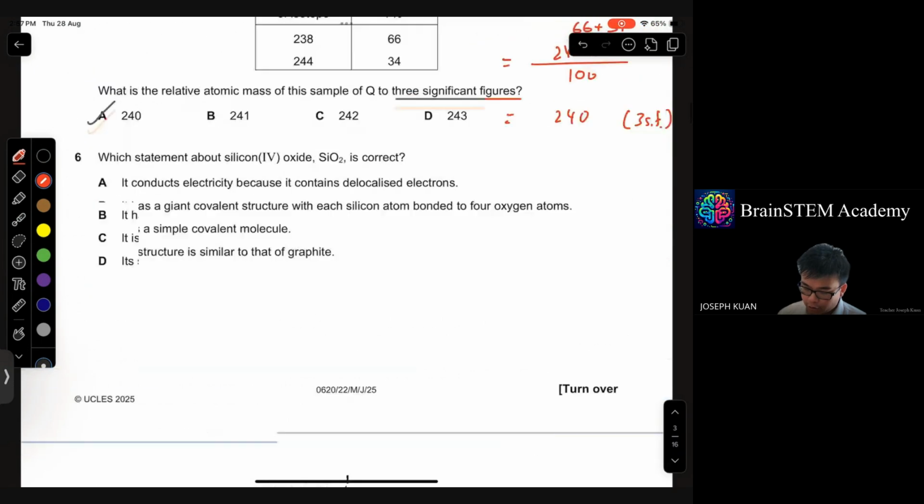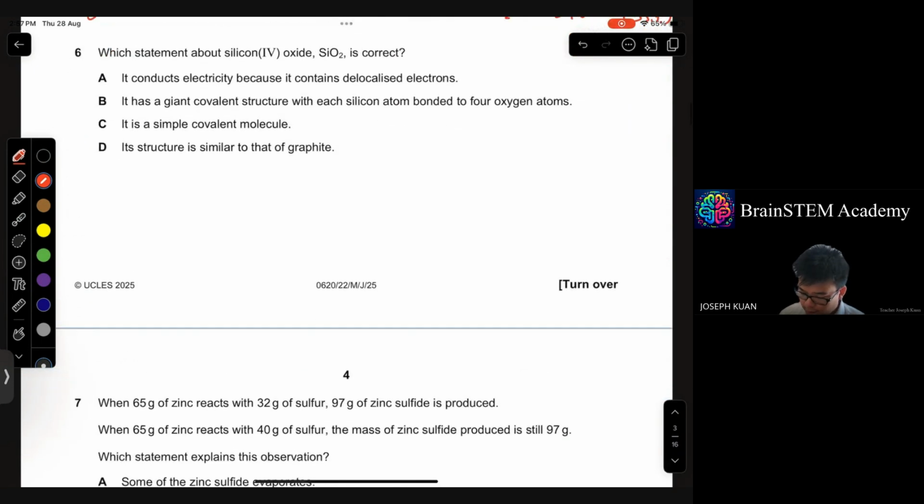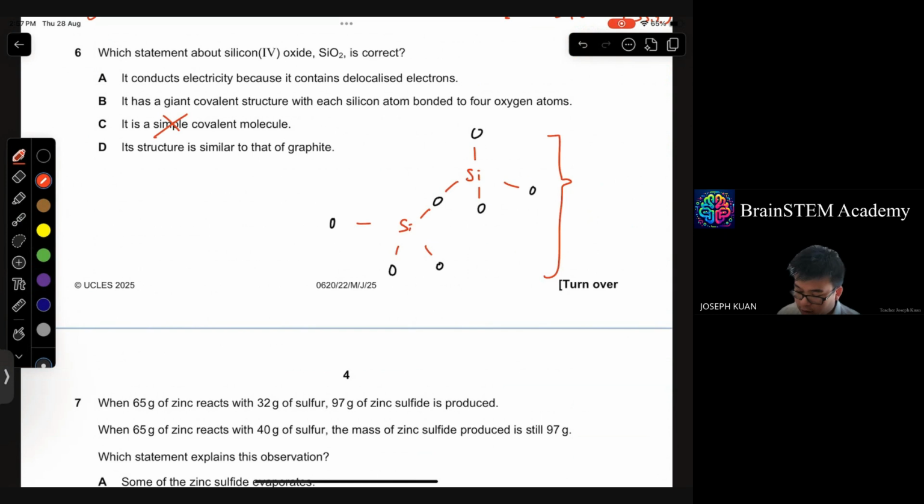Question 6. Which statement about silicon(IV) oxide is correct? Silicon(IV) oxide is a giant covalent structure containing each silicon atom covalently bonded to 4 oxygen atoms, while each oxygen atom is covalently bonded to 2 silicon atoms. And this structure keeps on repeating, forming a giant covalent structure. So it's not a simple covalent molecule. And given that this is a giant covalent structure, there are no free moving electrons, so it cannot conduct electricity. So the answer is B for boy.